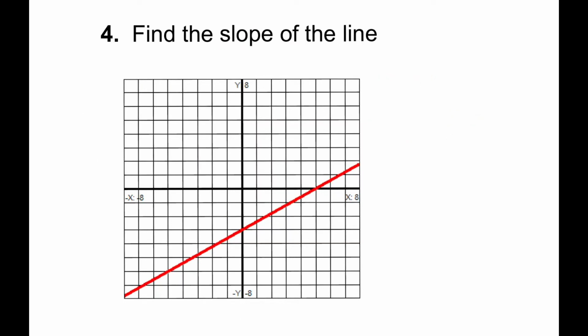Number 4, same thing. You guys want to find the slope of the line. So we are looking for m. I'm going to put a box around the word slope. So m equals, we need the rise and the run.